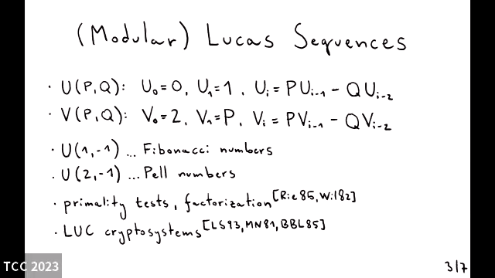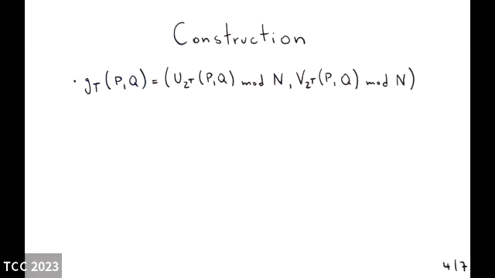So how to put it together? Our construction is pretty straightforward. Function G_T takes parameters P and Q, and it produces the 2^T-th members of the sequence U and sequence V.